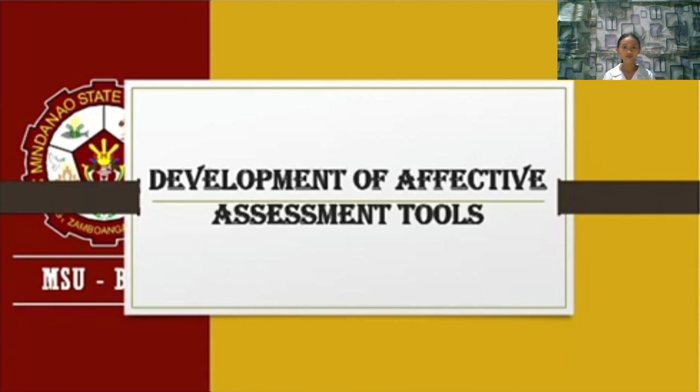So, today you will learn about Chapter 6, Development of Affective Assessment Tools. In this chapter, you will learn the relevance of affective targets, attitude traits, and how these concepts are related to student learning. The assessment of the affective domain is actually one of the requirements of the 21st century teaching-learning propositions. Now, let's discuss methods of assessing affective targets.